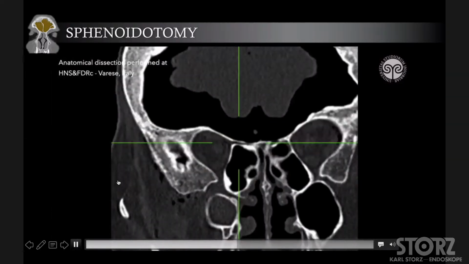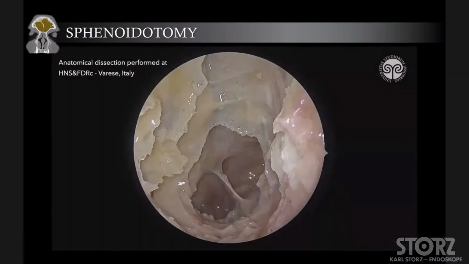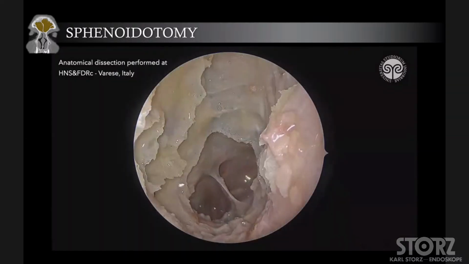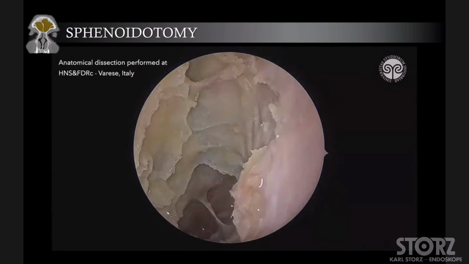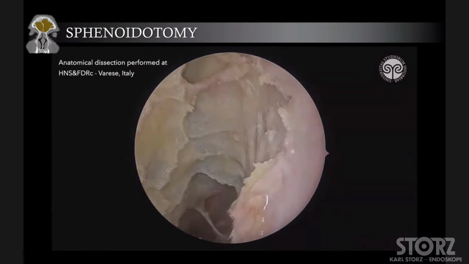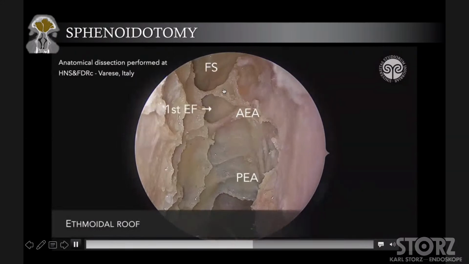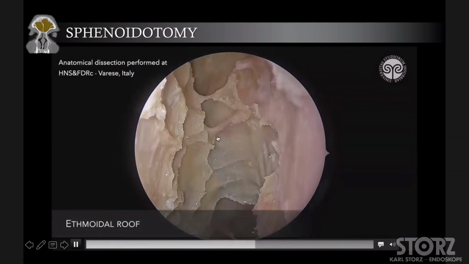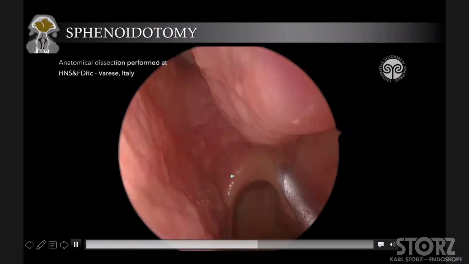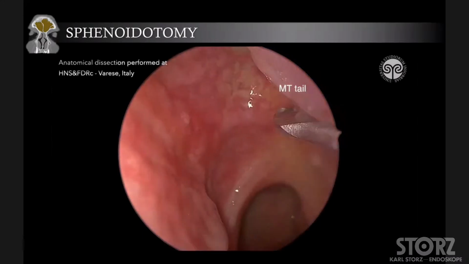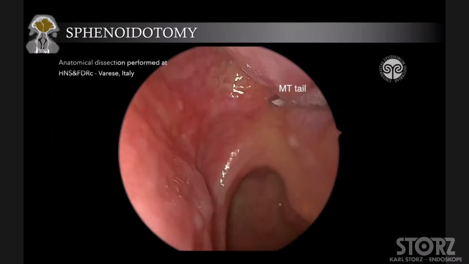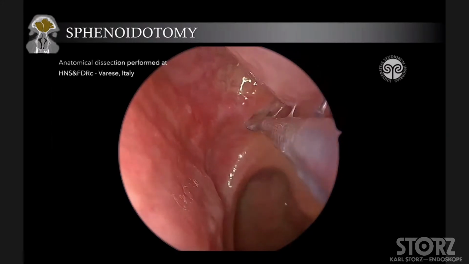It's quite visible also on the CT scan, the position of the anterior, here, frontal sinus, first fovea ethmoidalis, anterior and posterior ethmoidal artery. Now we move our dissection on the other side.